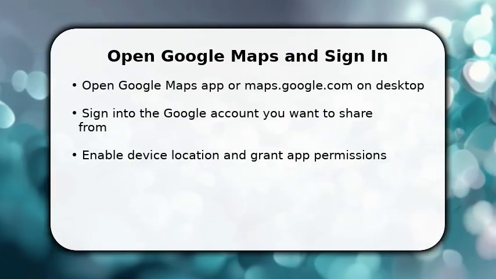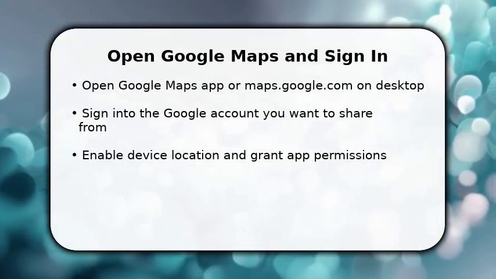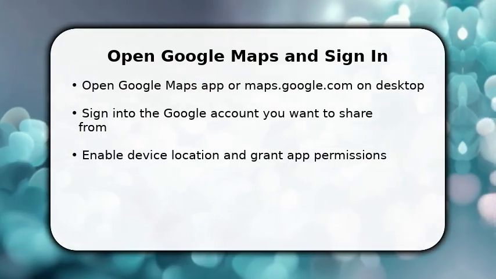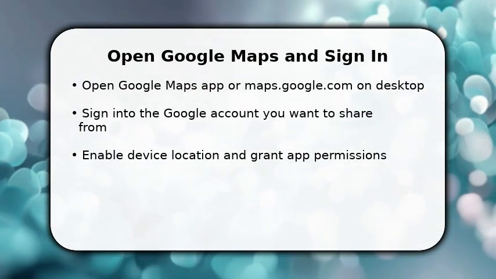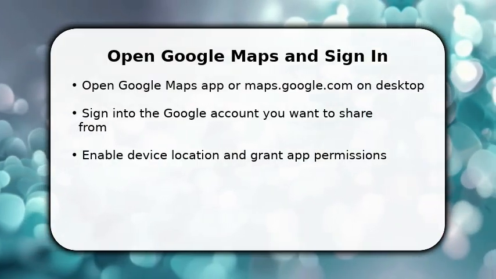You start by opening Google Maps and signing into the Google account you will use to share location. Once done, make sure device location services are on and Maps has permission to access it, otherwise sharing won't work. Tap the profile icon at the top right to confirm your account.